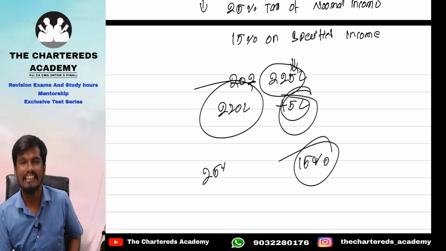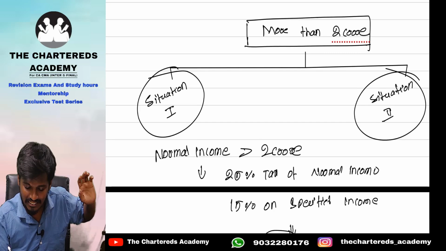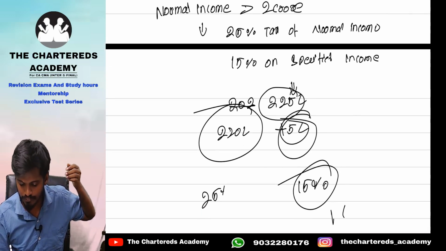No need to check whether the specified income is less than 2 crores. The aggregate criteria is crossed, na? More than 2 crores. The aggregate criteria is already crossed, so even if it is 1 rupee of specified income, we charge 15%.